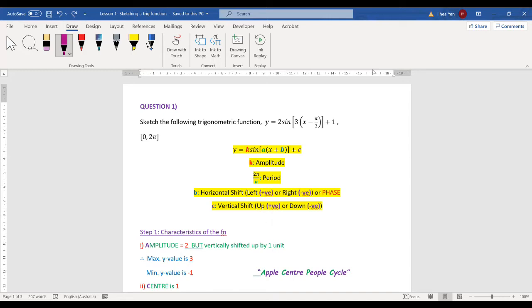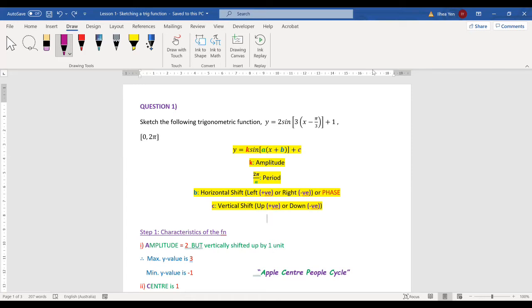Now, c, the last part of that, it's just 1 here. It's called vertical shift. So it's something to do with the y-axis, because that's like y equals something, something plus 1. So if it's positive, it's going up, negative, it's going down. Here, what we have is a positive 1. So the whole graph, the sine wave, is going to shift up by 1. Okay, so that's what it means.